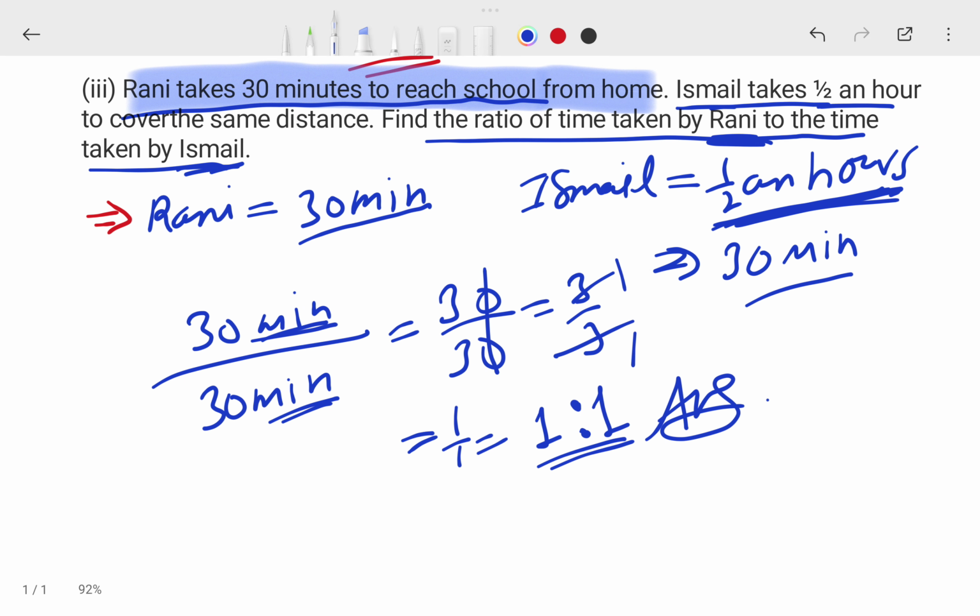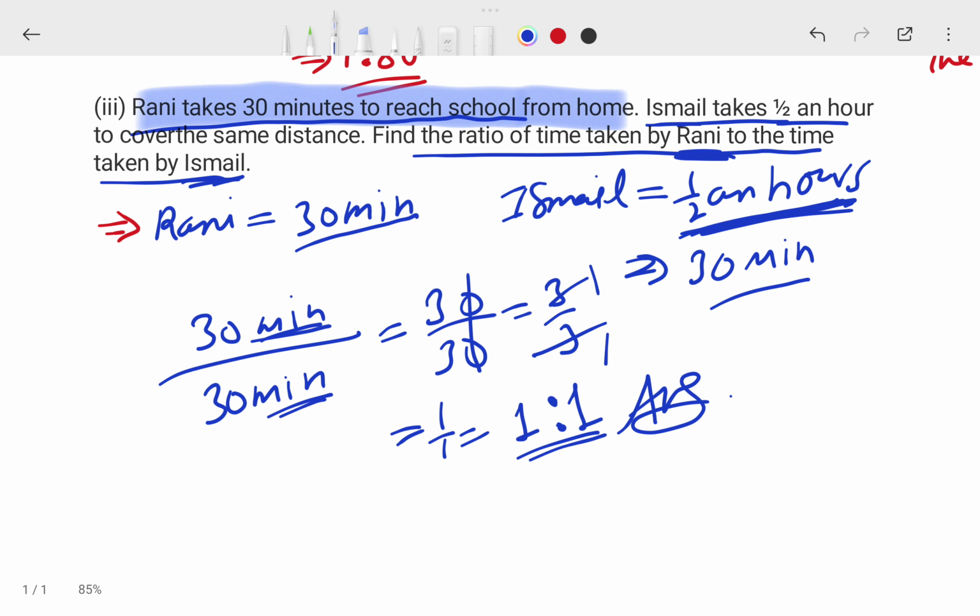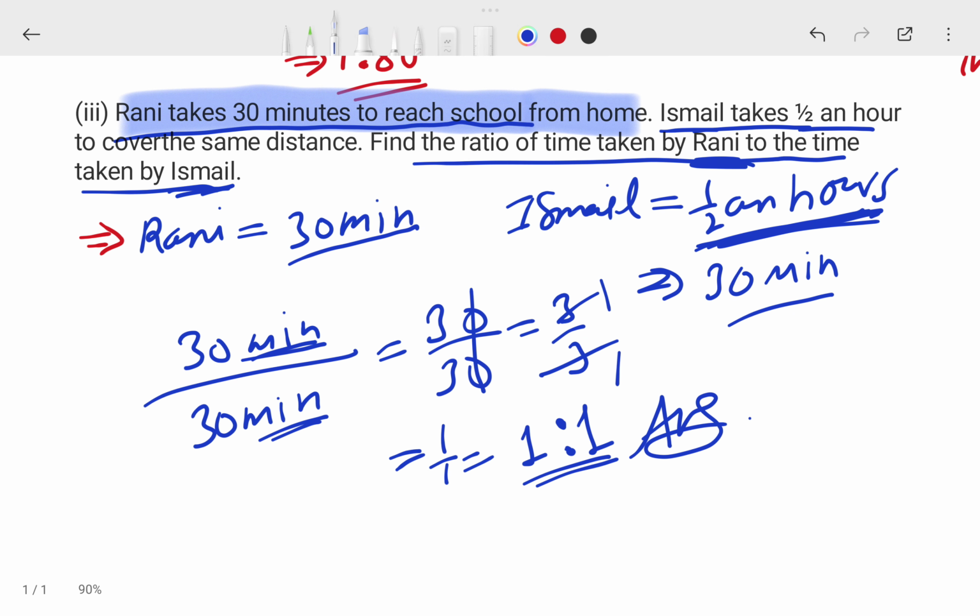Okay, is it clear or not? So this question is very simple. Rani takes 30 minutes, and Ismaili takes half an hour. Half an hour means 30 minutes only. So here it is telling us to find the ratio of the time taken by Rani and the time taken by Ismaili. So first it is asking about Rani. So timing is 30 minutes. First I write Rani's time, 30 minutes, and Ismaili, that's a girl's name, how much time did she take? She took half an hour. Half an hour means 30 minutes only.